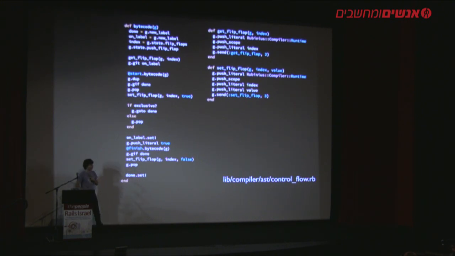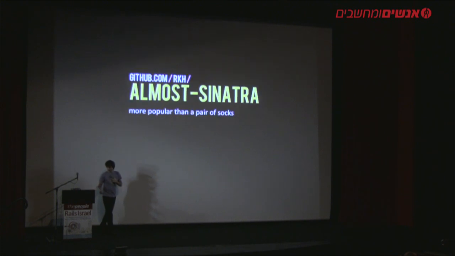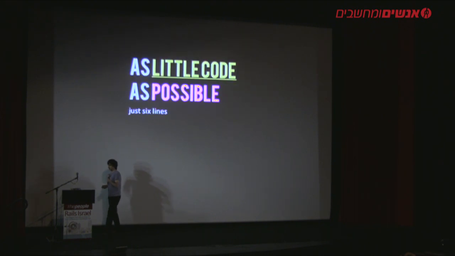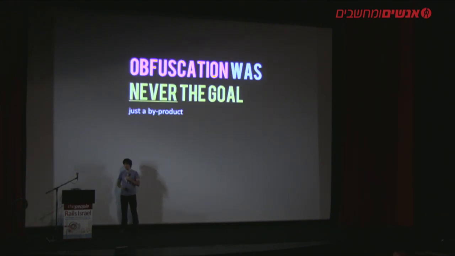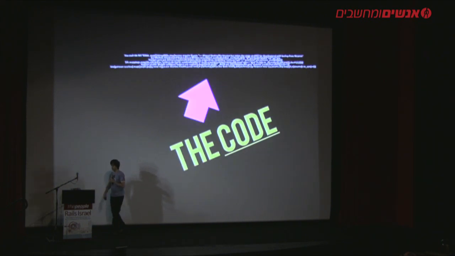But I came up with a solution. It's called Almost Sinatra. It's as little code as possible. Right now it's just 6 lines. And obfuscation was never the goal. It's just a byproduct of trying to use as little code as possible. This is the code. So everyone can read that, right? Someone want to read it out loud?